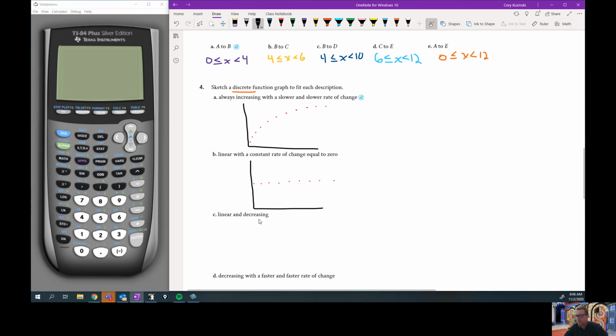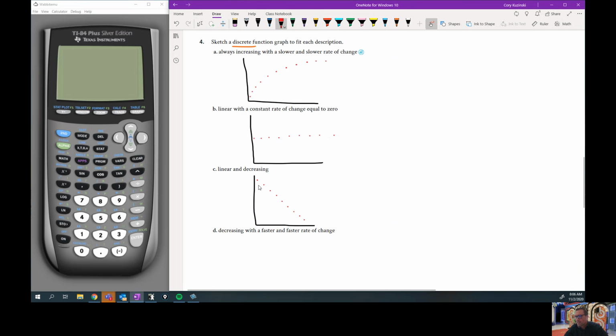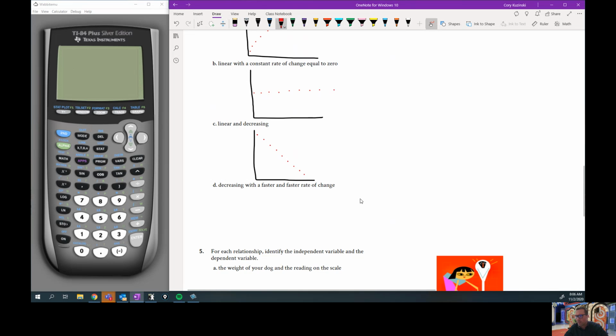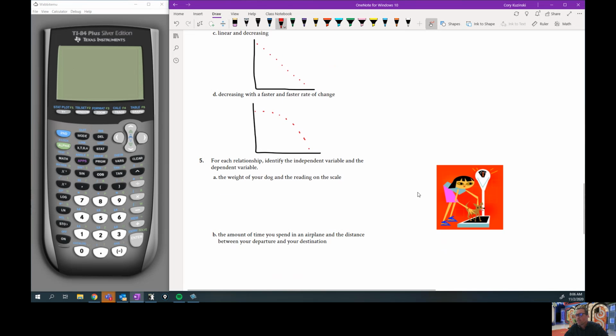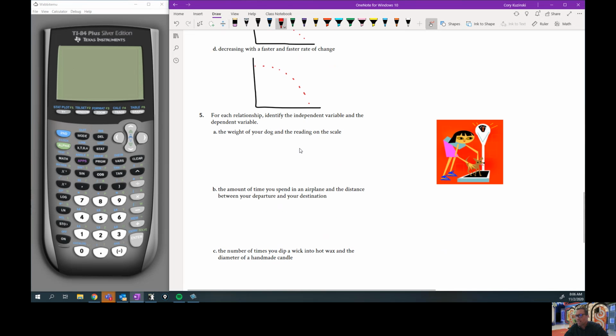Linear and decreasing. We've already done one like this, but the only change is that we're not going to do a continuous straight line. Discrete means you're making withdrawals, you know, every week from the bank account. You might graph it like this. Decreasing with a faster and faster rate of change. So decreasing, slow at first, and then faster. Something like that.